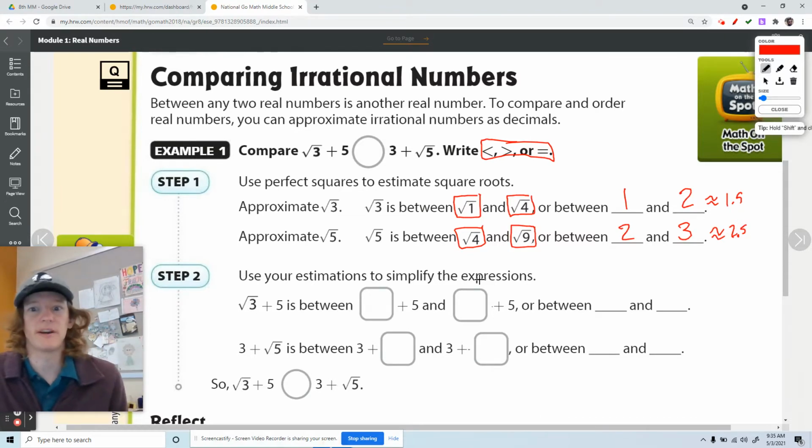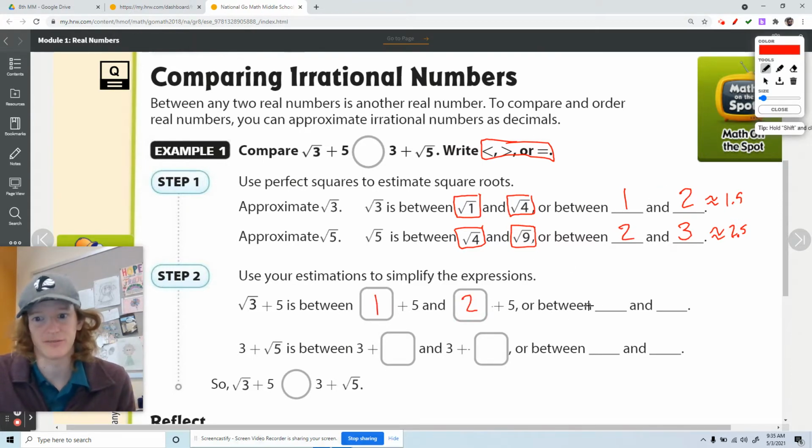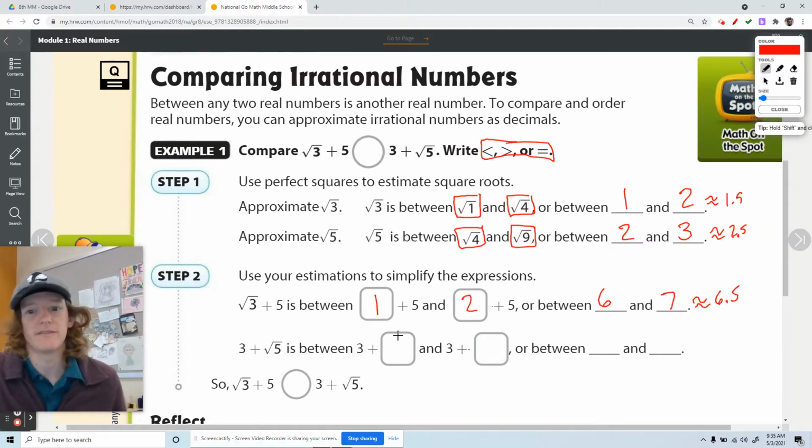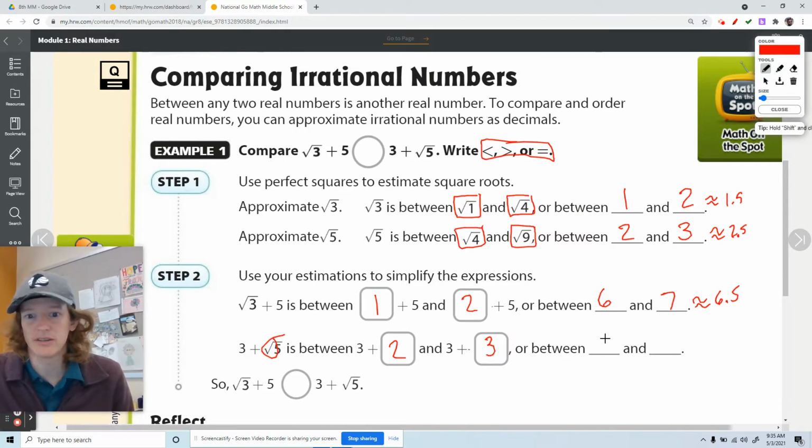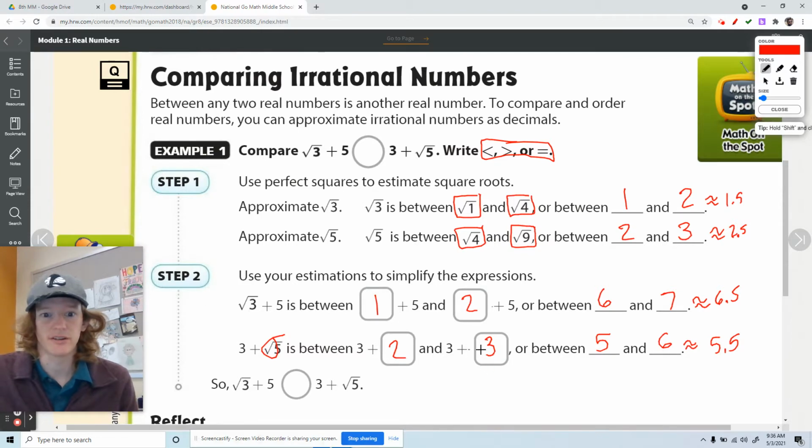Use your estimates to simplify the expressions. Square root of 3 plus 5 is in between 1 plus 5 and 2 plus 5. So in between 6 and 7. So it's about 6.5. And then 3 plus the square root of 5 is between 3 plus 2 and 3 plus 3, because that's what we decided the square root of 5 was. So in between, well, 3 plus 2 is 5, 3 plus 3 is 6, so it's about 5.5. So which one's bigger? Well, square root of 3 plus 5 is bigger.